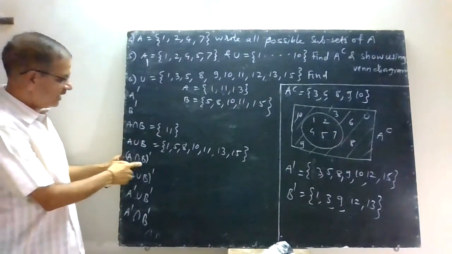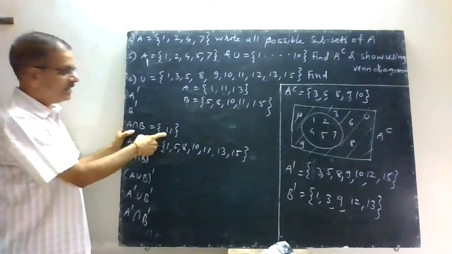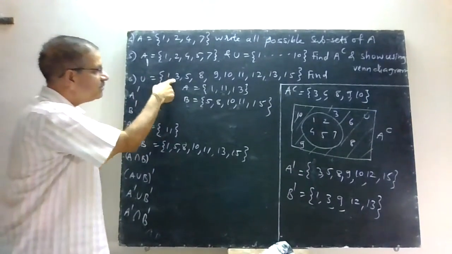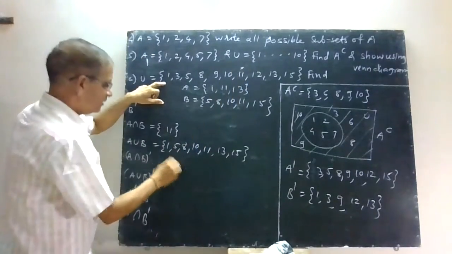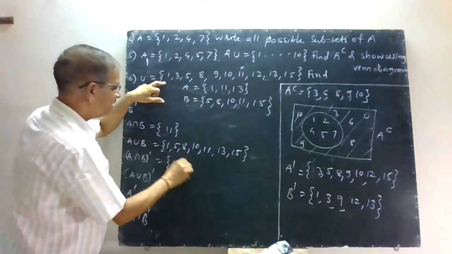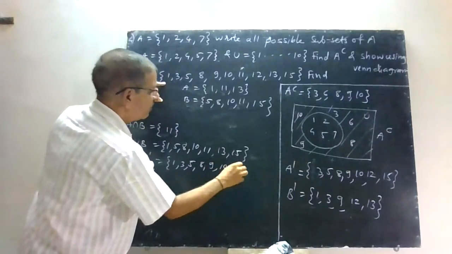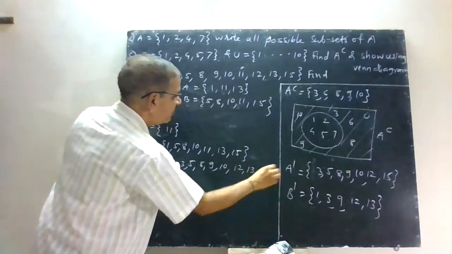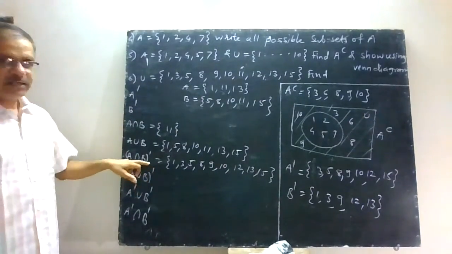Now next, complement of A intersection B. That means all the elements except 11 from the universal set you will write. You will not write down this element 11, that is 1, 3, 5, 8, 9, 10, 12, 13 and 15. In this way you can write down the set (A intersection B) complement.